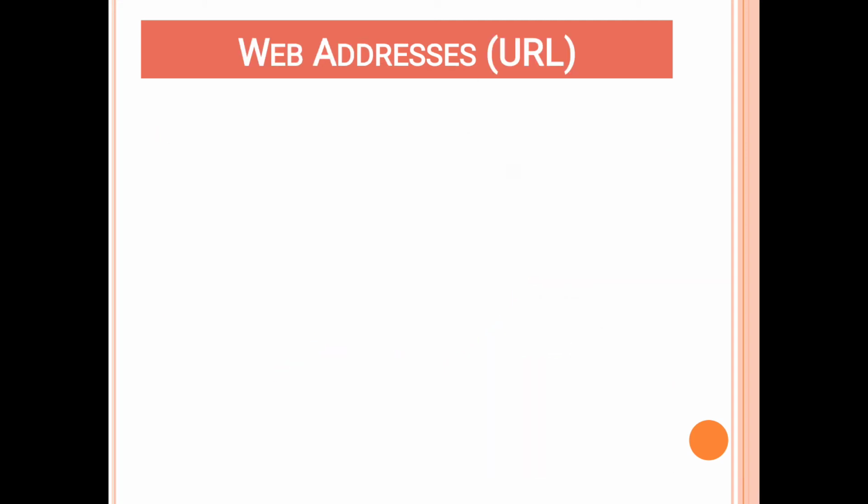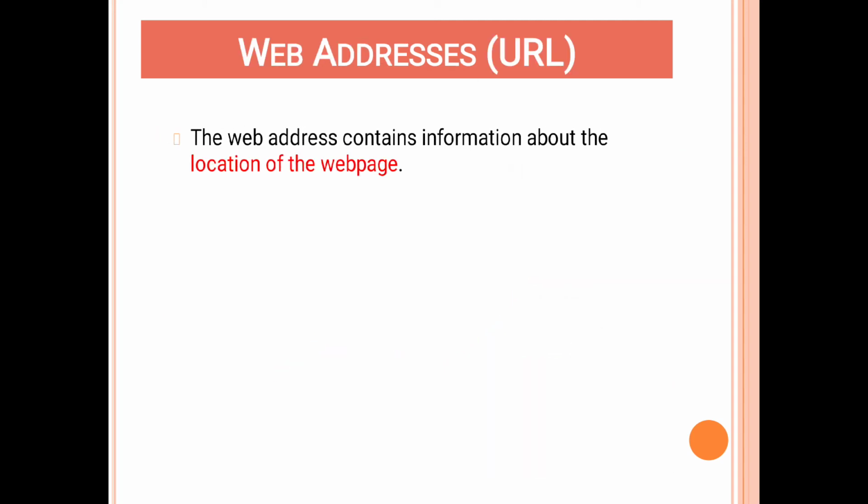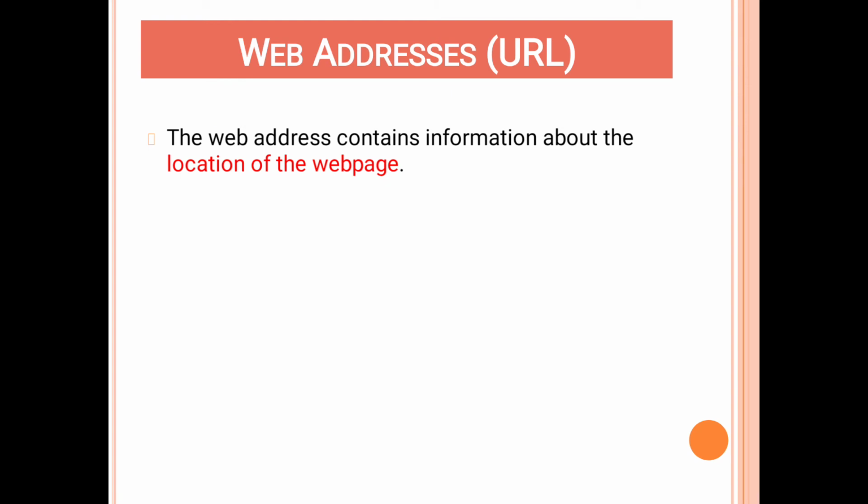Next, web address. What is a web address? A web address is also called a URL. A web address contains information about the location of the web page. We understood what a web page is. Now, where is this web page located? What is the location of the web page?